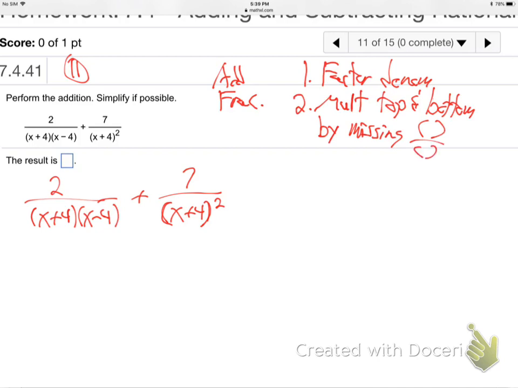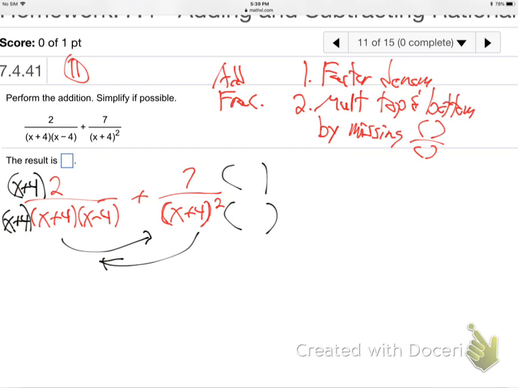So what is missing? This guy compared to the other guy, he's missing an extra x plus 4, isn't he? And then this guy, what is he missing compared to that guy? He's missing an x minus 4. So you make them the same by giving them what the other guy has that they're missing. See how both of them now have two x plus 4s and an x minus 4. They have the same denominators.